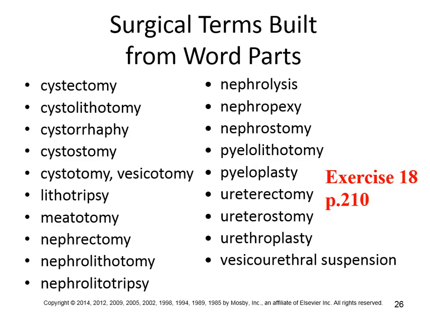All right, this brings us to our surgical terms. These are the ones from word parts. They are a lot, but they're all built from word parts, so look at the suffixes. They're pretty much all very, very similar. We have ectomies. You can remove a lot of stuff. We have otomies, meaning you can make incisions in a lot of stuff.